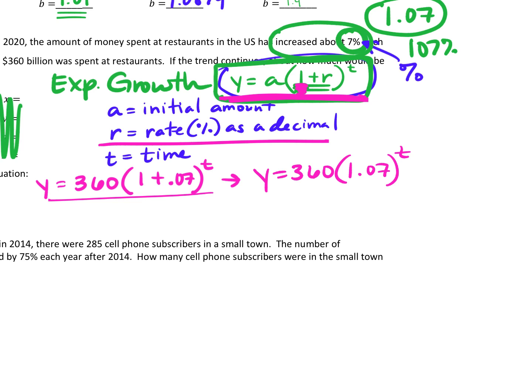What are we going to plug in for t? What is our time? 10 years. Don't plug in 2030. That's saying 2030 years after we started this, which is not true. If it started in 2020 and we want to know in 2030, that's 10 years later. So you're going to plug a 10 in right here. So plug that into your calculator. 360 parentheses 1.07 parentheses to the 10th power. And what do you get?